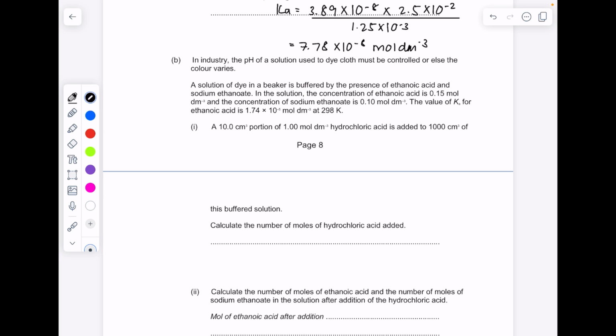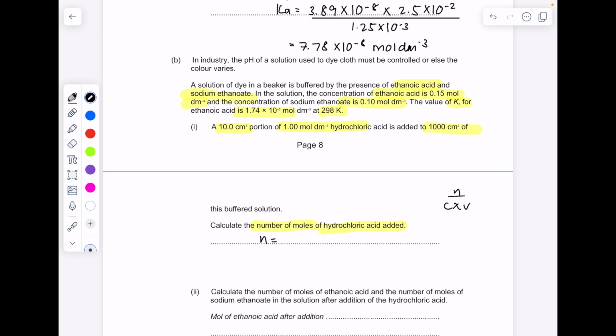In industry, the pH of a solution used to dye cloth must be controlled or else the colour varies. A solution of dye in a beaker is buffered by the presence of ethanoic acid and sodium ethanoate. In this solution, the concentration of ethanoic acid is this, the concentration of sodium ethanoate is this, the value of Ka at 298 Kelvin is this. A 10 centimetre cubed portion of 1 mole per dm cubed HCl is added to 1000 centimetres cubed of the buffered solution. Calculate the number of moles of hydrochloric acid added.